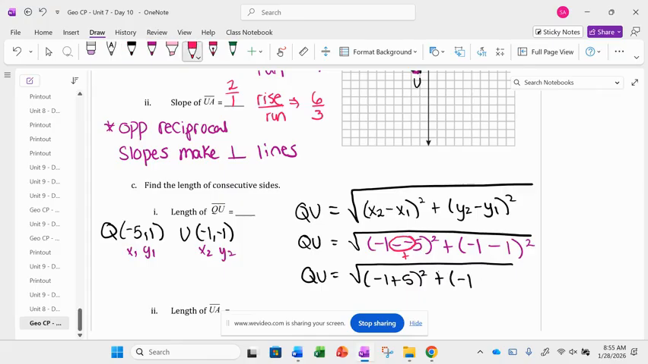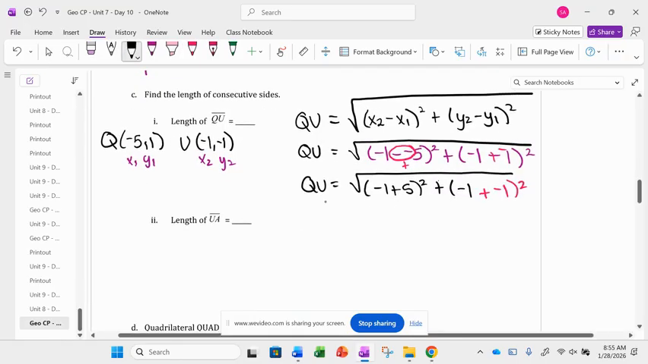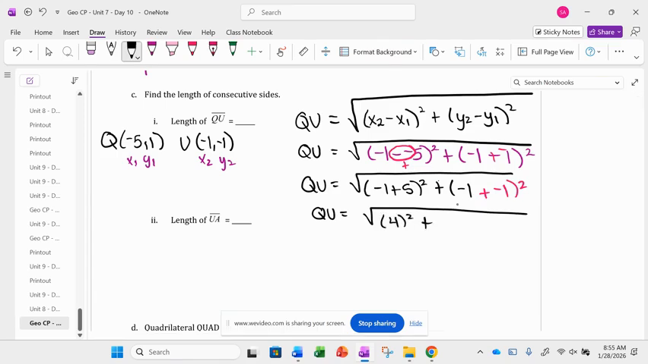I'm going to do my key change. So that's -1 plus a -1. So let's keep going. -1 plus 5 is 4 squared. -1 plus a -1 is a -2 squared. So QU is going to be 16 plus 4. So the length of QU will be the square root of 20.